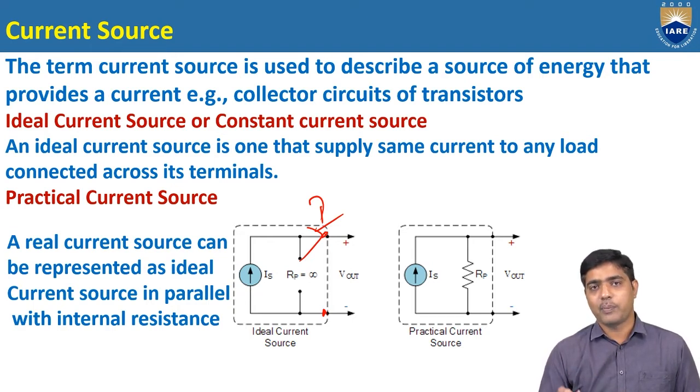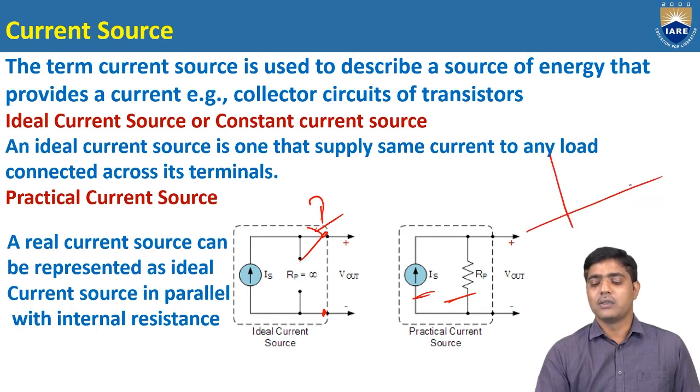But if you are taking a practical current source, there will always be a small value of resistance connected in parallel with this particular current source Is. Because of this resistance, there will be a small drop in the current supplied to the load whenever there is an increase in the load. In the practical case, there will be a small drop in the current supplied to the load. So this is the basic difference between the practical and ideal current sources.